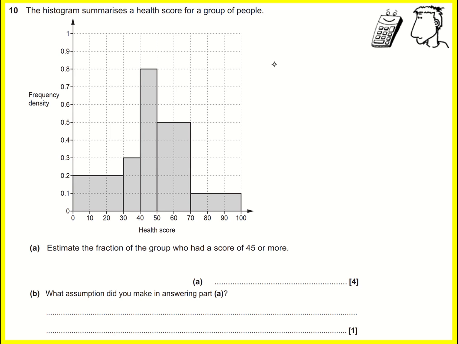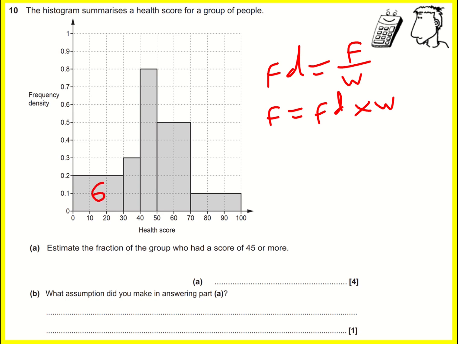We need to remember that frequency density is frequency over width, and therefore frequency is frequency density times width, and it is the area of the rectangles that I'm getting in my histogram. So that's good. So now I can just multiply them together. I can do 30 times 0.2, which is the same as doing 3 times 2. So I'm going to get 6 here.